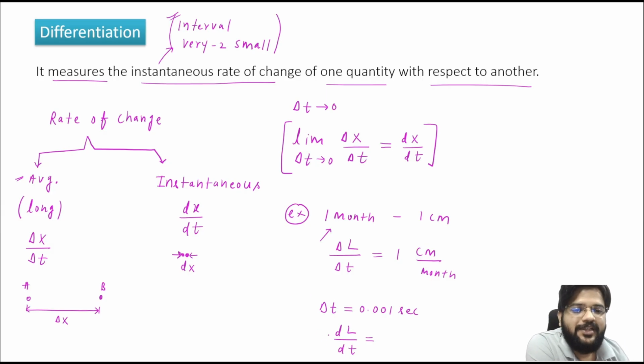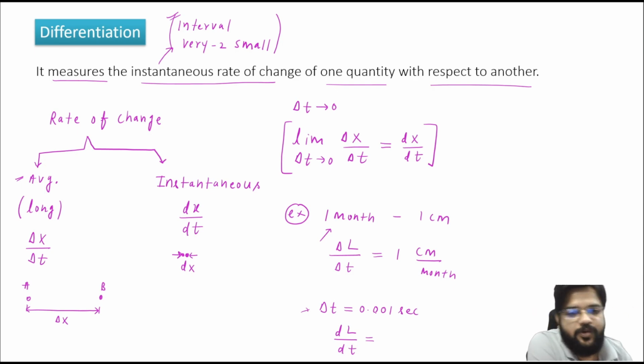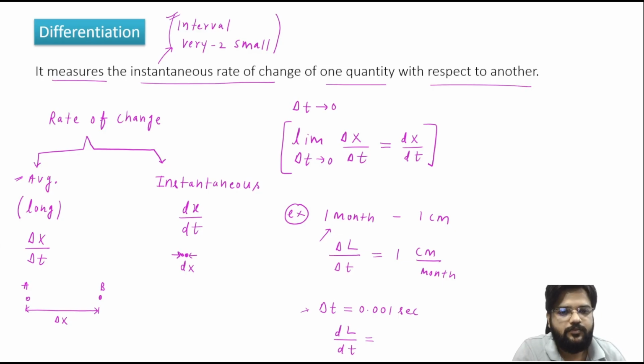So here the interval of time is getting very small. That's why it is the differentiation, everyone. In the differentiation, the interval is very small, everyone, correct? No doubt. Let's see one more example, everyone.